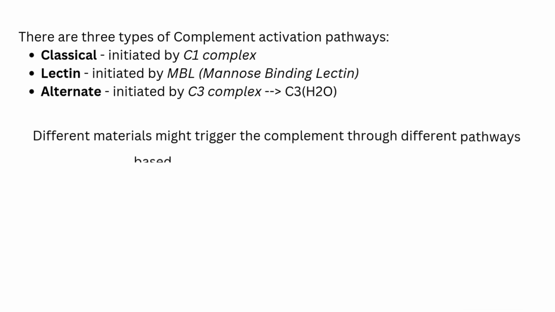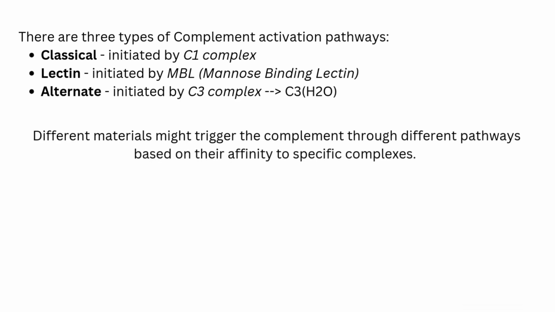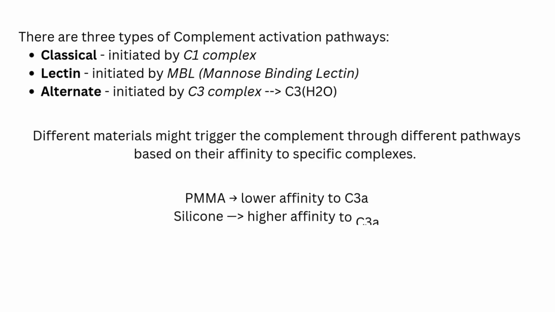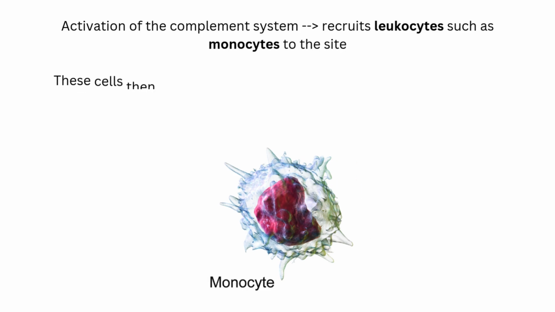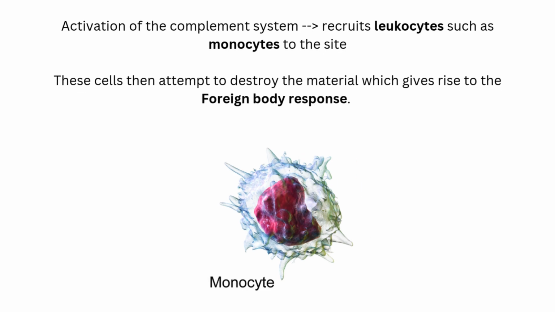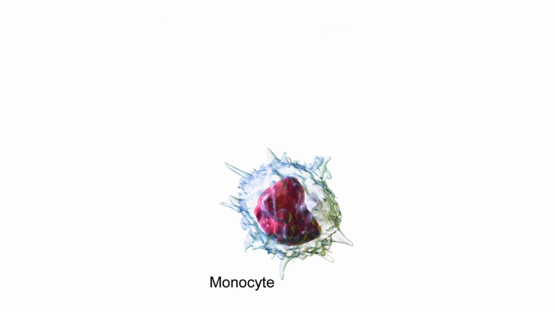It has been shown that different materials might trigger the complement through different pathways based on their affinity to specific complexes. For example, PMMA has been shown to have lower affinity to C3A, while silicon has been shown to have higher affinity to C3A. Hence, silicon has been shown to induce complement activation by the alternative pathway. The resulting activation of the complement system in the case of IOLs may recruit leukocytes such as monocytes to the site. These cells then attempt to destroy the material, which gives rise to the foreign body response.